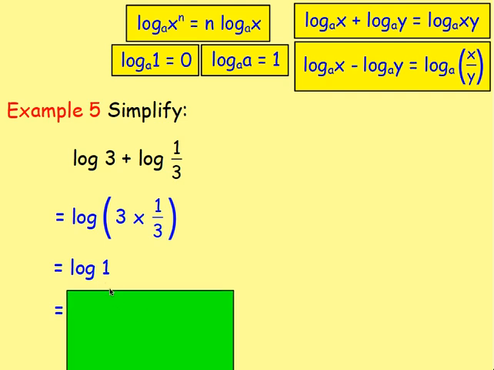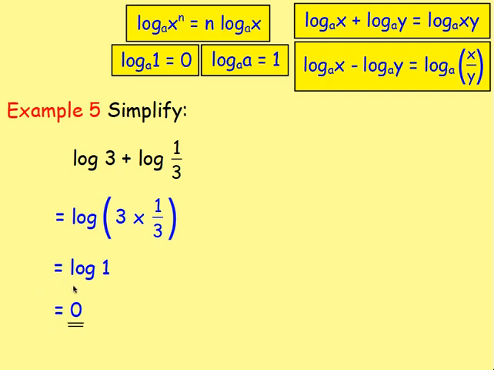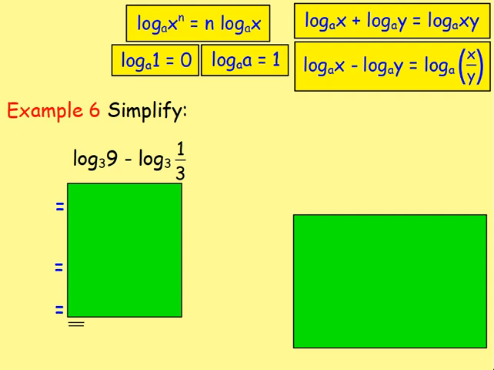Again, if you think about it, no matter what base you have, if you rewrote that in exponential form, you'd have something to the power of what would give you 1. Well, it's always going to be to the power of 0. Anything to the power of 0 will give you 1, so that will just be 0. Again, it's one of your log rules just up here. Log base whatever of 1 equals 0. So if we get a 1 there, it's always going to be equal to 0.